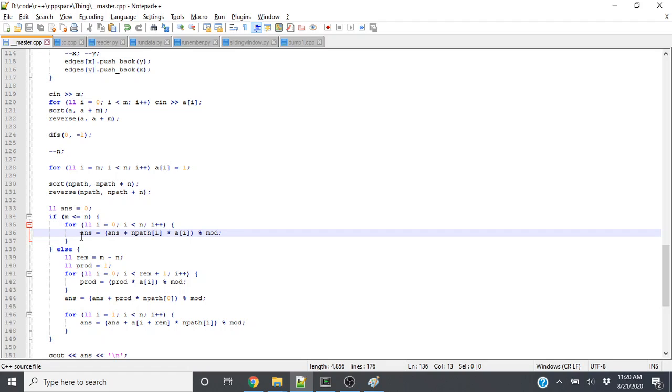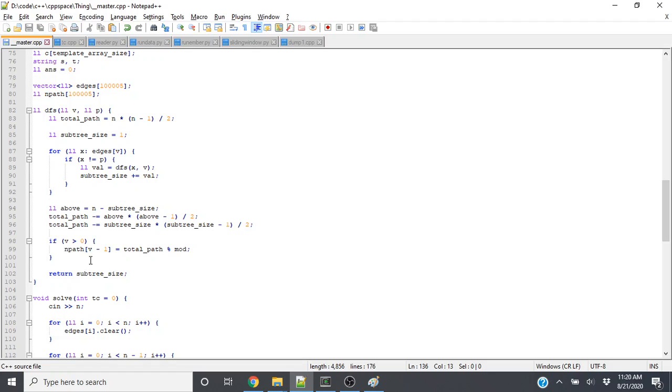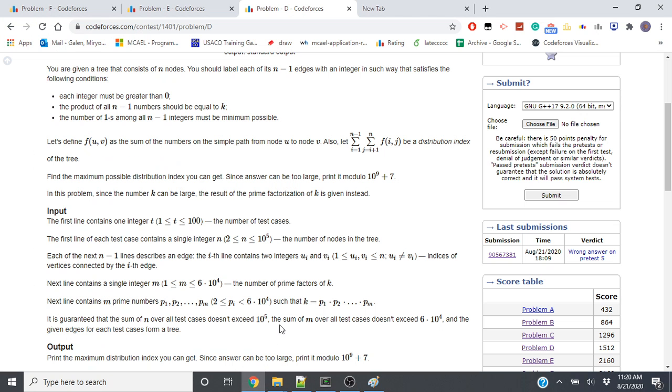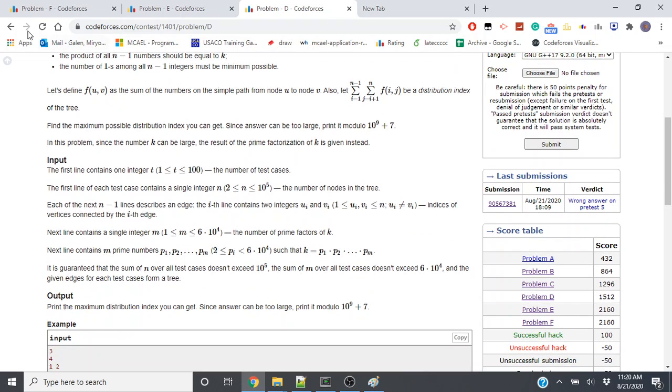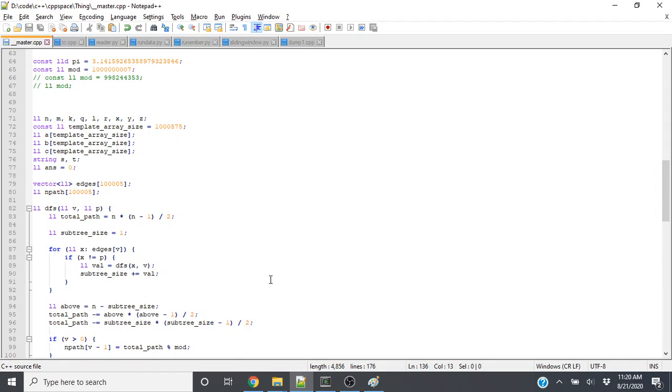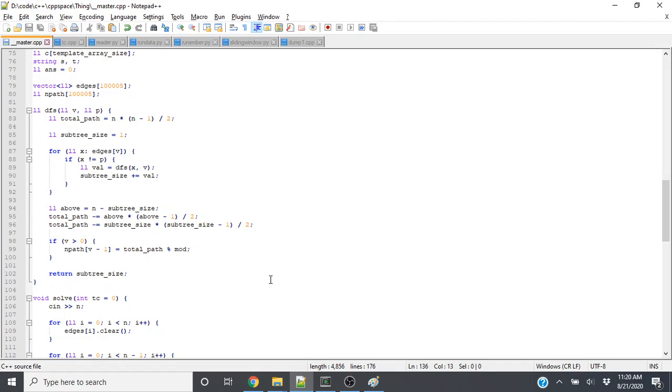That's ans equals ans plus npath I times AI. Both those are less than mod, so we do it modulo 10 to the 9th plus 7, which is what they want. Is there anything else where we would have to mod? Because this is at most n. These are also at most n. So that should not be a big deal.